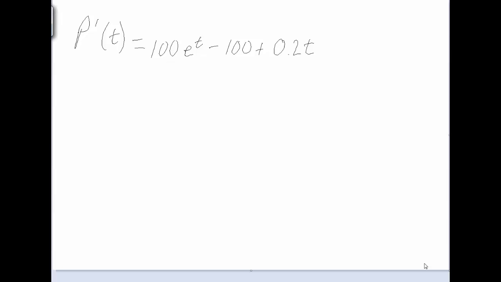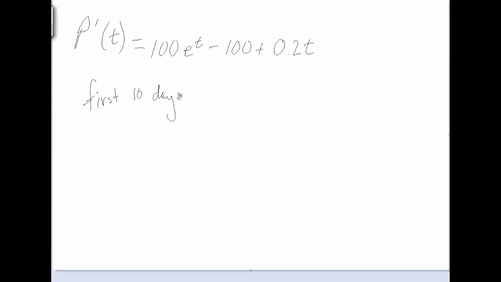So let's say we have a marginal profit function that looks like this: 100 e to the t minus 100 plus 0.2t. And what we want to do is find total profit and average profit over a certain time period. And let's suppose profit, p, is in dollars and t is in terms of days. And let's say we want to figure this out for the first 10 days.